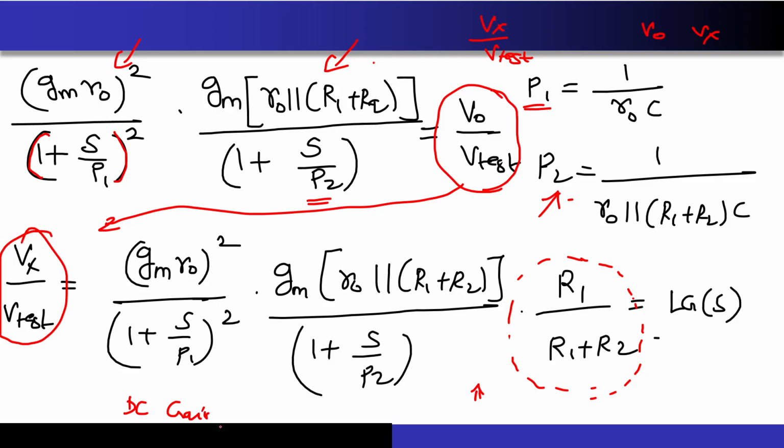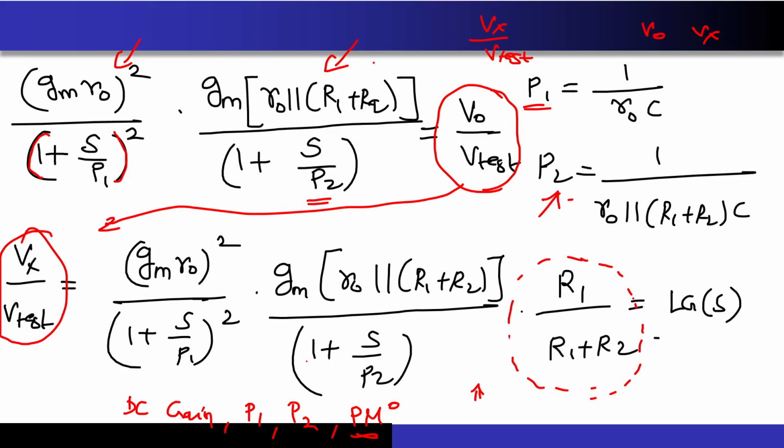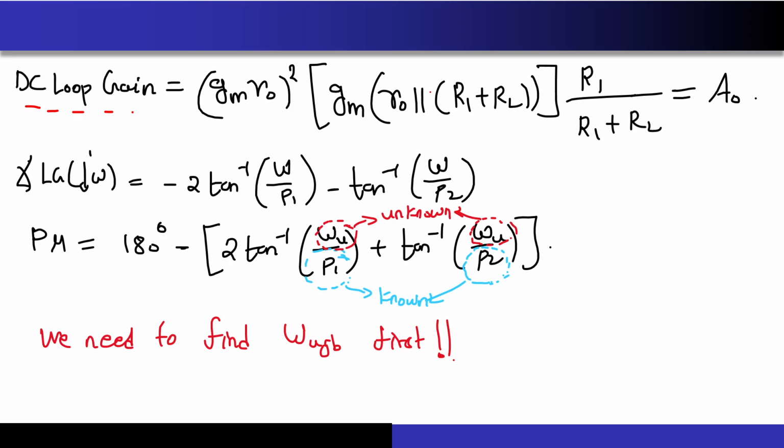The DC gain, you can find out the location of the poles P1, P2. You can also find out the expression for phase margin. So now let's find out the DC loop gain first. If I put s equal to 0 in this particular case, I will be just left with this particular term. And this is what I am writing over here on this page. So now this is the DC loop gain of my circuit.